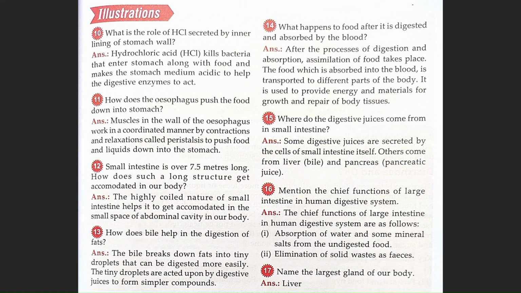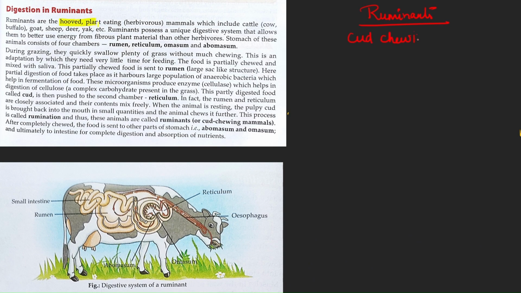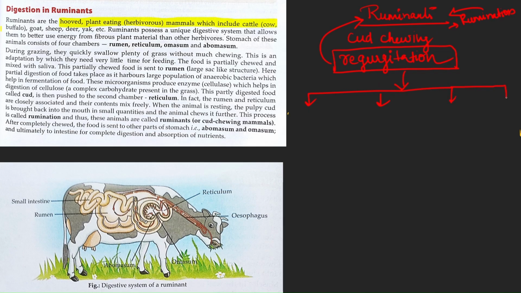Also, some question answers are illustrated over here. We are moving on to the next topic, digestion in ruminants. Ruminants are hoofed, plant-eating, that is herbivore, mammals, which include cattle, cow, buffalo, goat, sheep, deer, yak, etc.